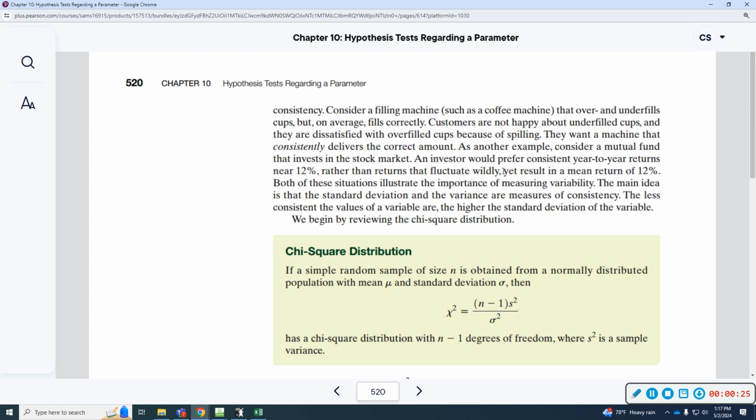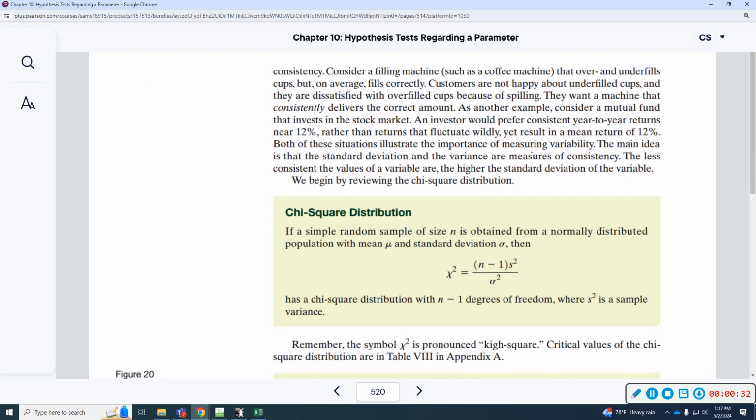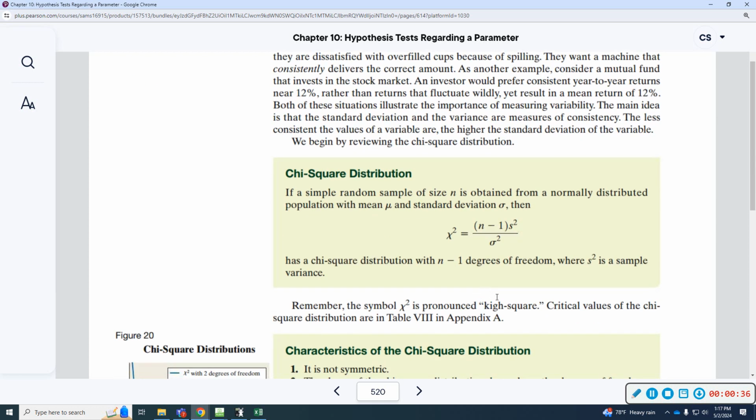for the variability in the standard deviation, which will vary from sample to sample. So this distribution is going to follow the chi-square distribution, and they're showing you how to pronounce it. It looks like "chi-square," but it's pronounced "kai-square."